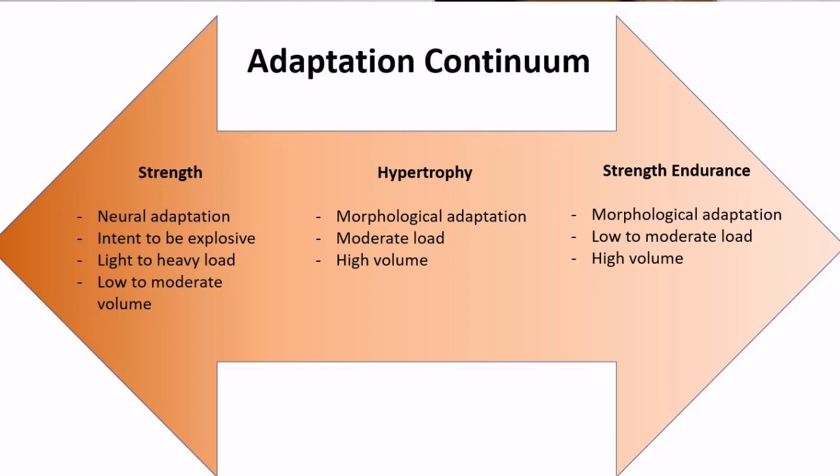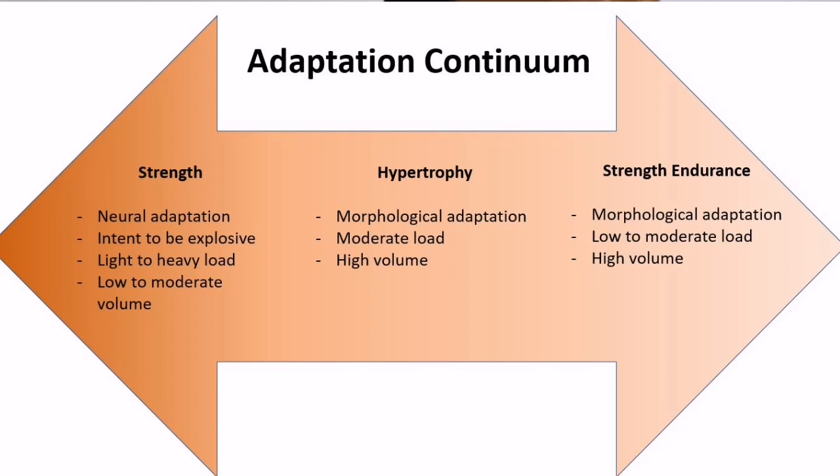When we perform resistance training, three types of adaptations can happen. We either increase the different qualities of strength, get some muscle hypertrophy, which means an increase in muscle size, or improve our strength endurance.